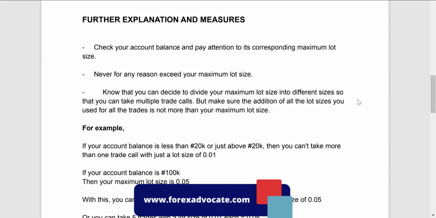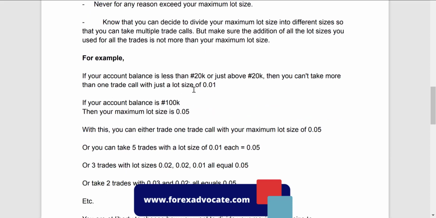Note that you can decide to divide your maximum lot size into different sizes so that you can take multiple trade calls. But make sure the sum of all the lot sizes you use for all the trades is not more than your maximum lot size. For example, if your account balance is less than 20k or just above 20k, you can't take more than one trade call with just a lot size of 0.01.